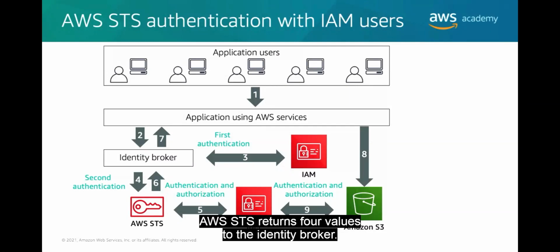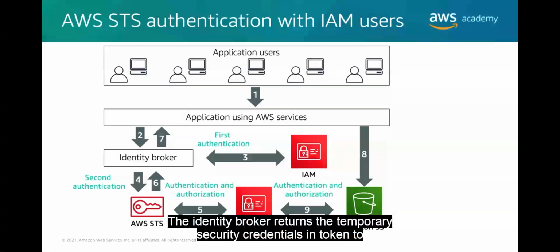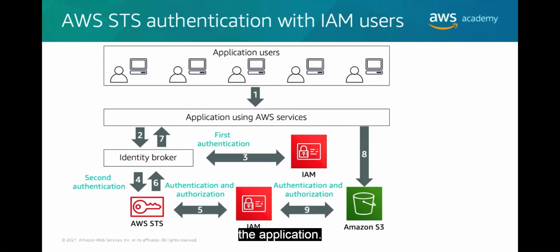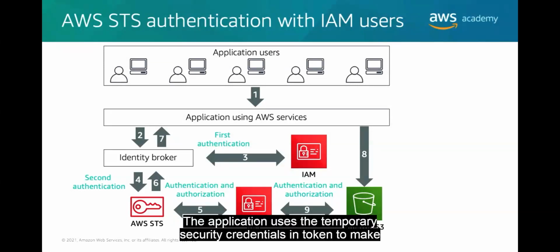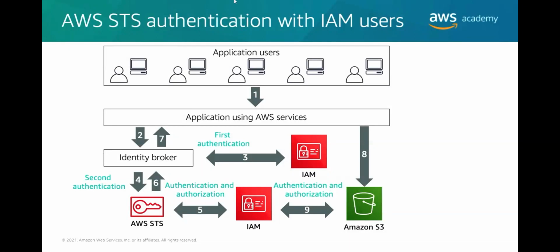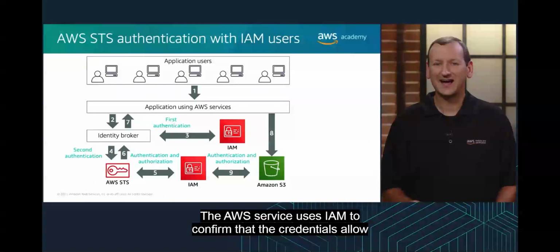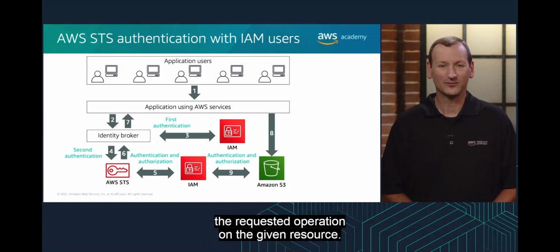AWS STS returns 4 values to the identity broker: an access key, secret access key, session token, and duration, or the token's lifetime. The identity broker returns the temporary security credentials and token to the application. The application uses the temporary security credentials and token to make requests to an AWS service, such as Amazon S3. The AWS service uses IAM to confirm that the credentials allow the requested operation on the given resource.